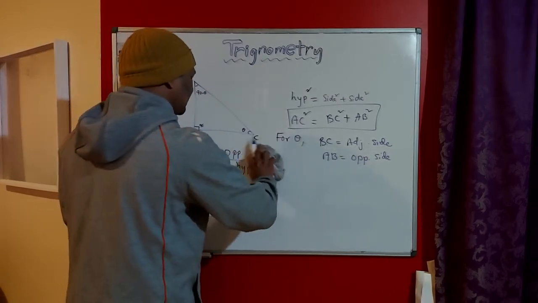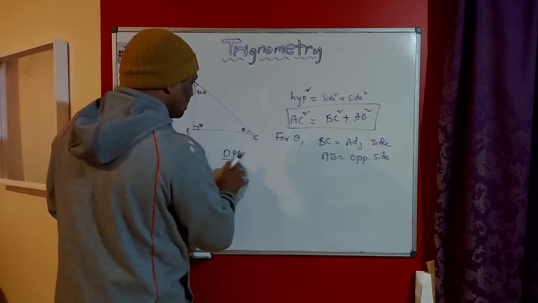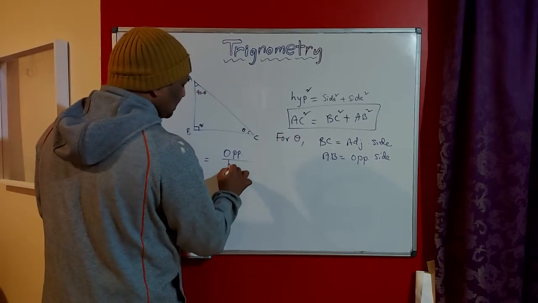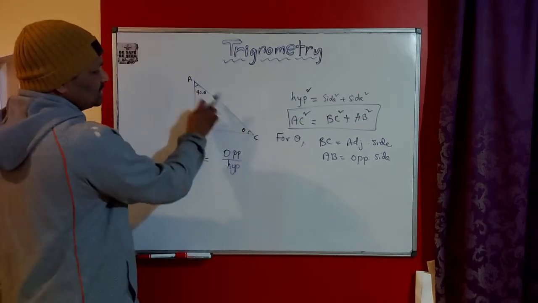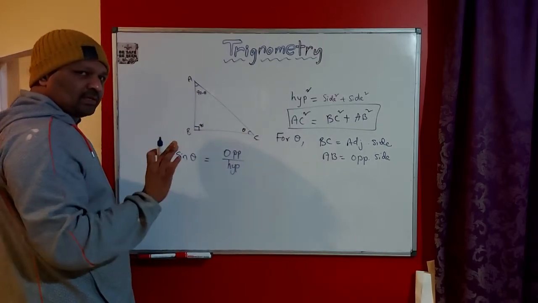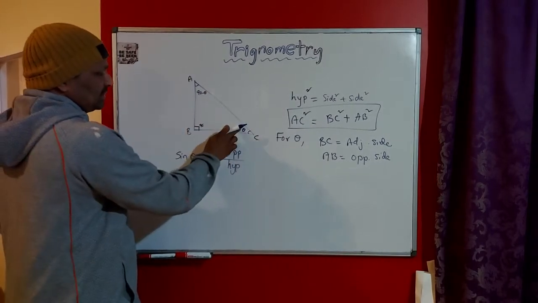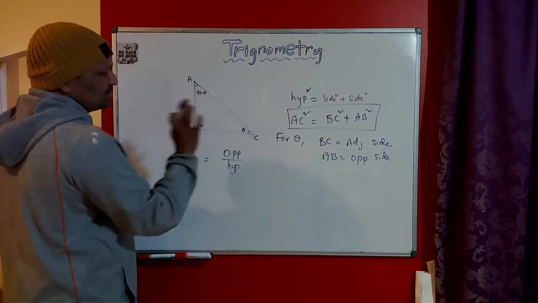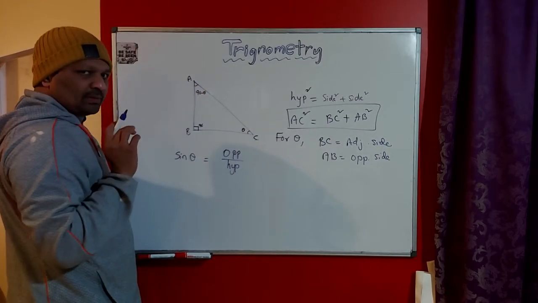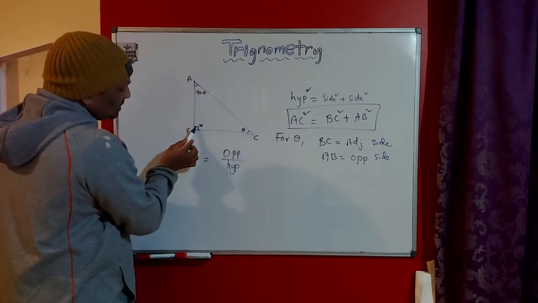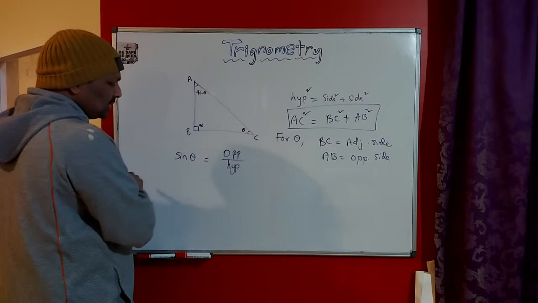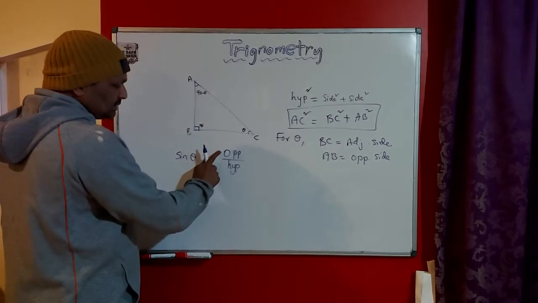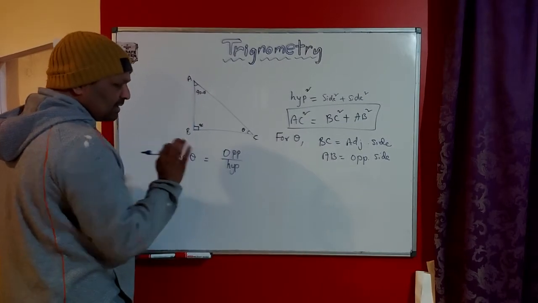Op by hypo. I'll write it to make it even simpler. That means opposite side by hypotenuse. What is hypotenuse? Hypotenuse is AC. It's always AC. Whether you take this angle or this angle, AC is always the hypotenuse. Hypotenuse is the side that is opposite to 90 degrees. Op by hypo is a ratio. This is simply a ratio.